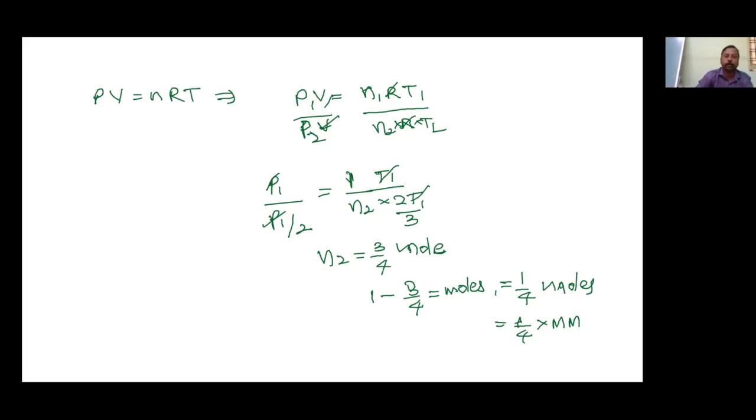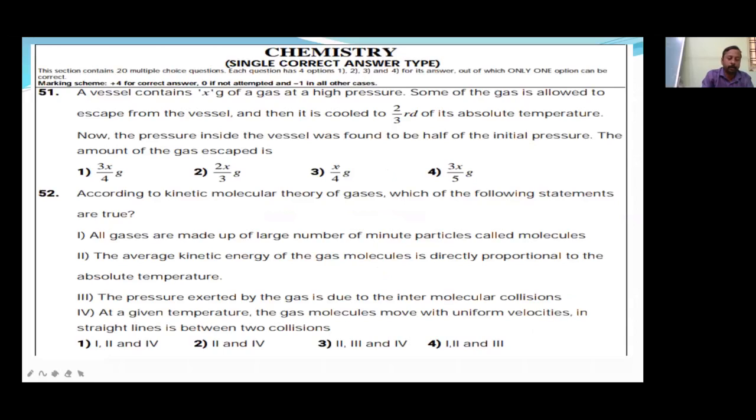Now I think you can solve it. Let us see what the question was and which is the correct answer. It is 1 by 4 of the molar mass. So what will be the answer? x by 4 g. The answer is x by 4, where x is the molar mass. What they have given is that x is the molar mass. So the third answer is correct.